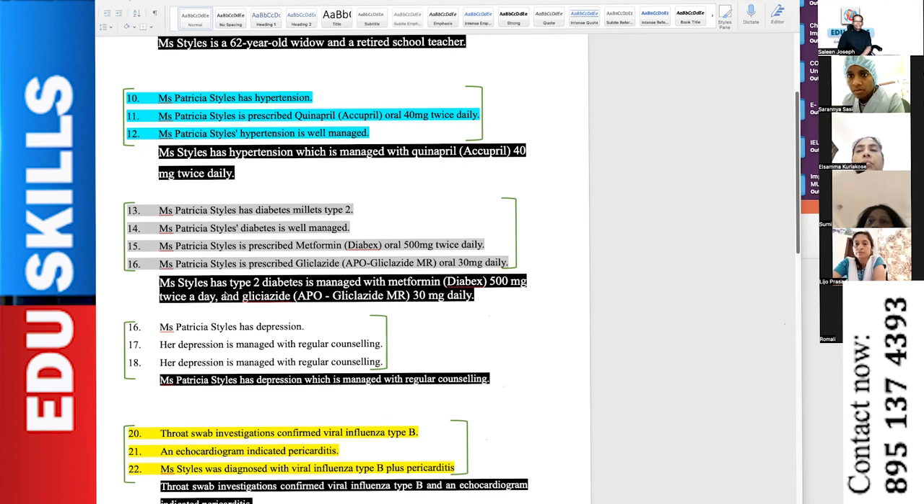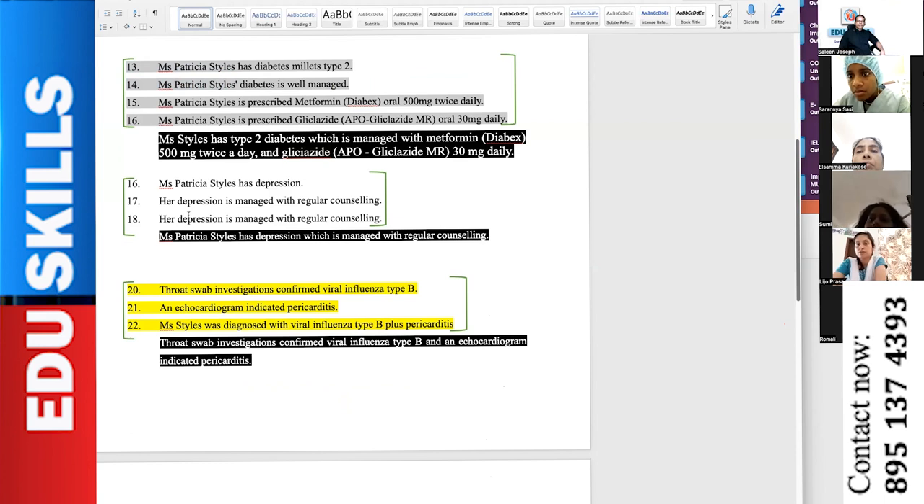Yeah, please read the compound sentence. Ms. Styles has type 2 diabetes, is managed with metformin, diabetes 500 mg twice a day, and gliclazide, APO gliclazide MR, 30 mg daily. Okay, here we are missing one word you have to add, which is managed. Now you see 16, 17, 18. Three sentences into one compound sentence. You can write this down or you can take a screenshot.